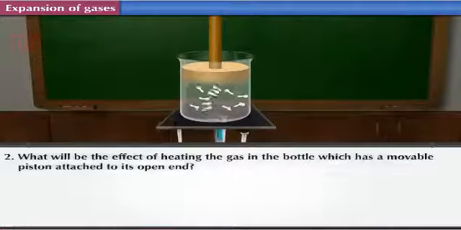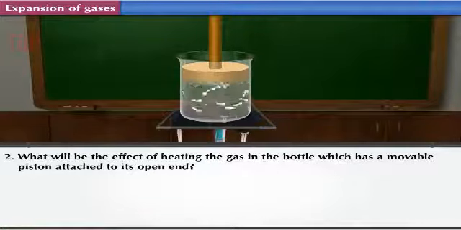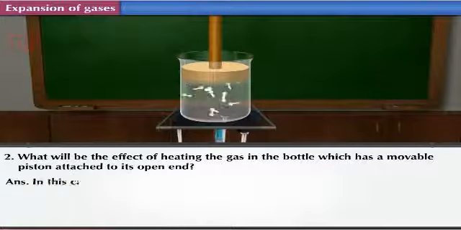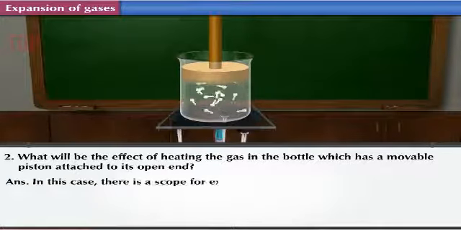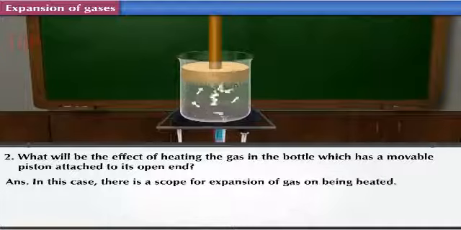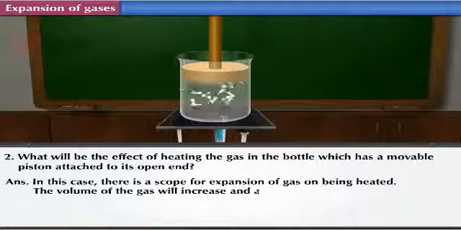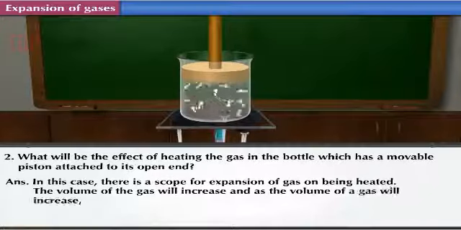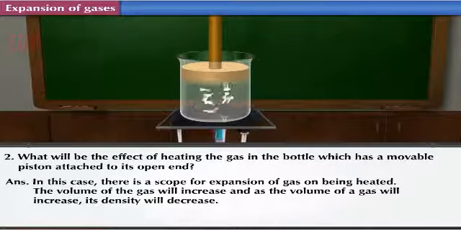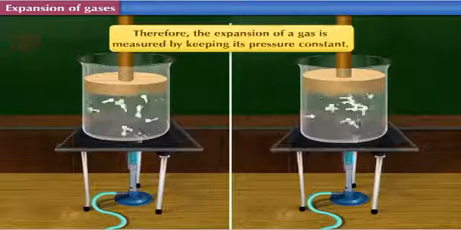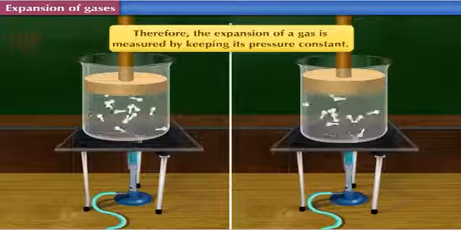Next question. 2. What will be the effect of heating the gas in the bottle which has a movable piston attached to its open end? In this case, there is a scope for expansion of gas on being heated. That is, the volume of the gas will increase, and as the volume of the gas will increase, its density will decrease. Therefore, the expansion of a gas is measured by keeping its pressure constant.